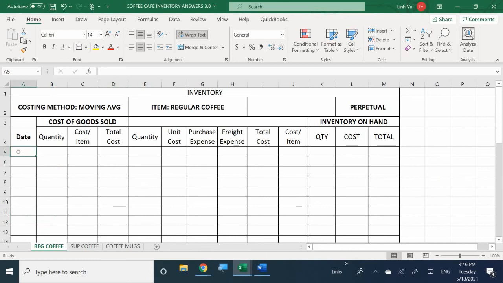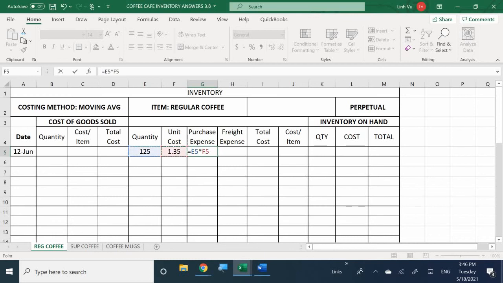So once again, what's today's date? In this scenario, it is the 12th. Okay. How many in quantity did we buy? 125 pounds, costing me $1.35. So therefore, what is actually going to be my purchase expense? $168.75. And I'm going to give you a hint right now. Yes, we will incur freight expense.